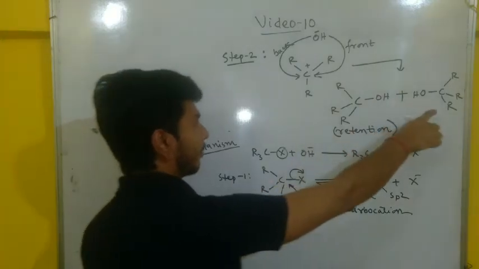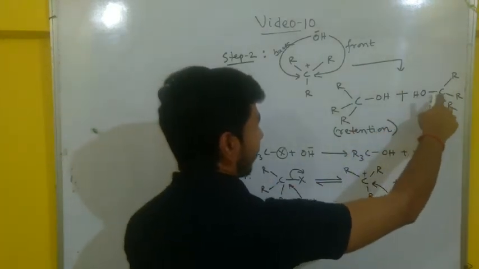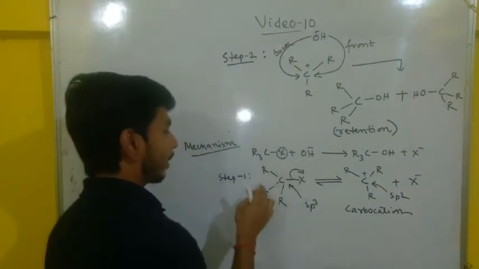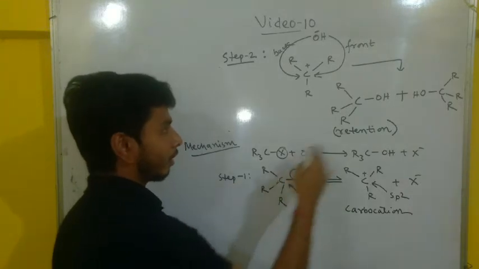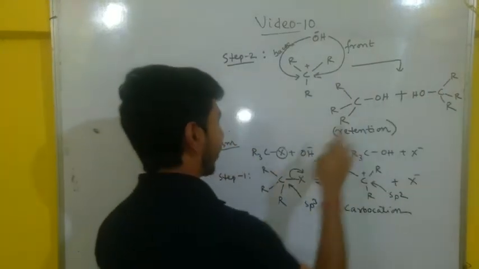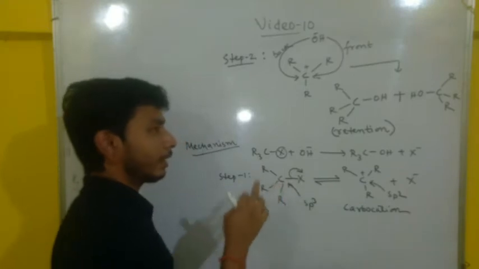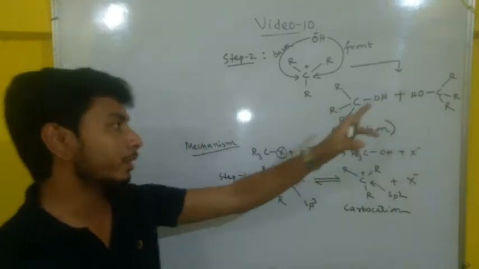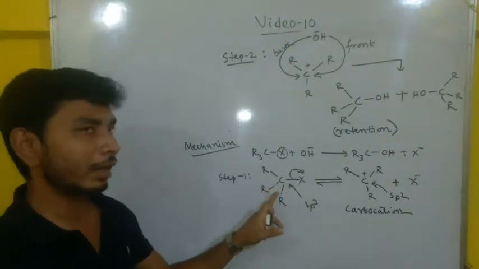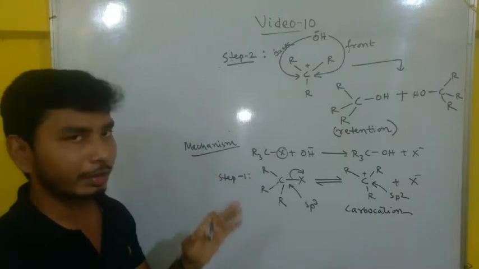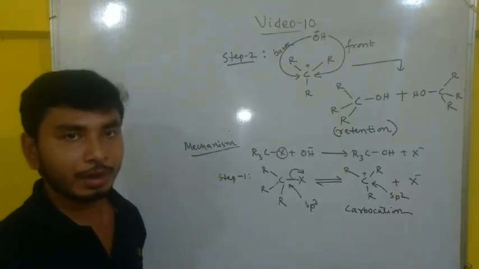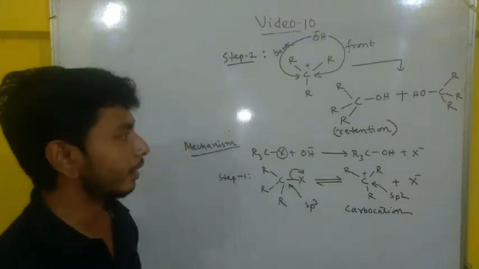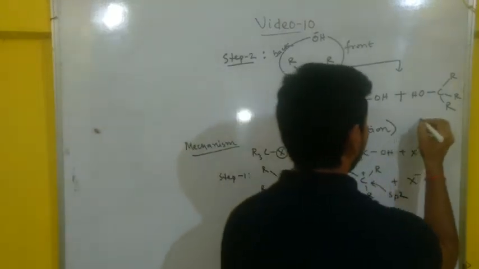Now coming to the second molecule. Here the carbon and three alkyl groups are on the front side, but in the product the carbon and three alkyl groups are on the back side. That is, the orientation of the product is opposite to the orientation of the alkyl halide. When the structural orientation of the product becomes opposite to that of the alkyl halide, it is called inversion.